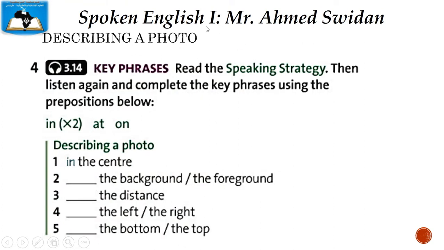Okay, read, listen again, and complete the key phrases using the preposition below. When we describe a photo, we can use these phrases: in the center, the background, the foreground. The background يعني في الخلفية، و the foreground اللي هي في المقدمة متاع الصورة. The distance في معناها يبان من بعيد أو حاجة تبان من بعيد. The left or the right. The bottom or the top.